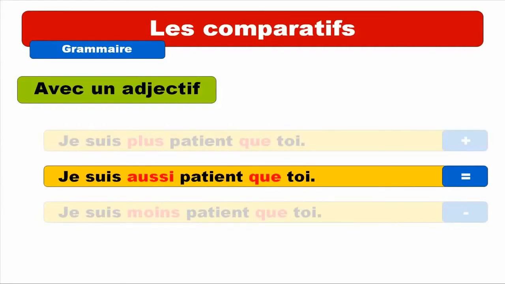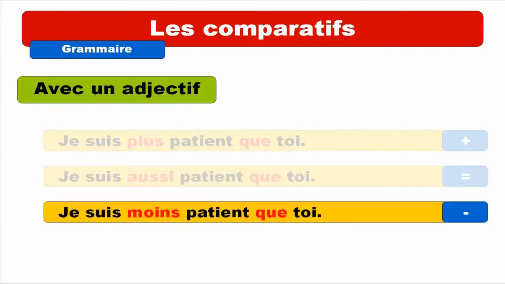So we'll try to pronounce this sentence and we will make this liaison. Je suis aussi patient que toi. You can see that between suis and aussi, we've got this liaison, suis aussi. And the last one, it's je suis moins patient que toi. So keep in mind that if you're using an adjective, you've got to use plus, aussi, moins, and then you've got to use que.